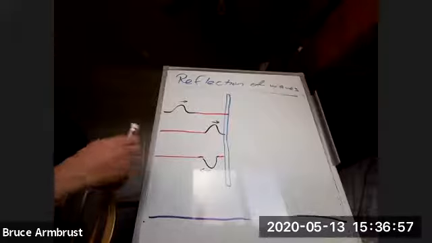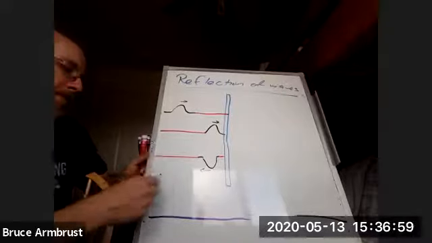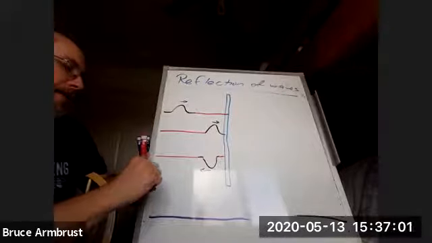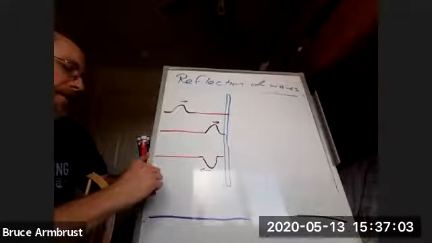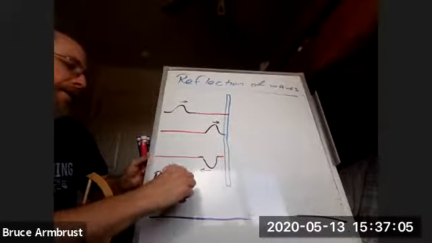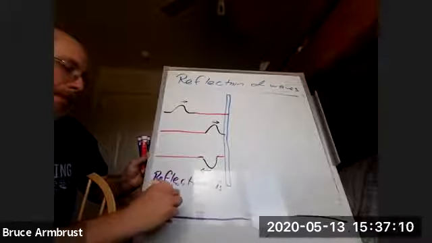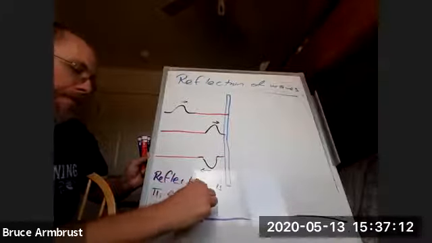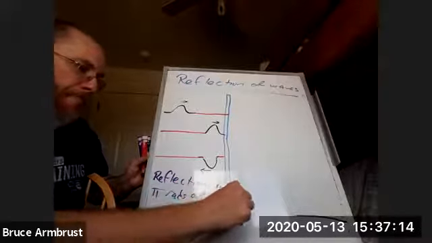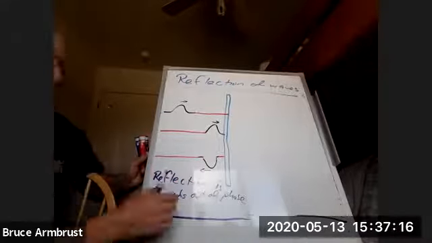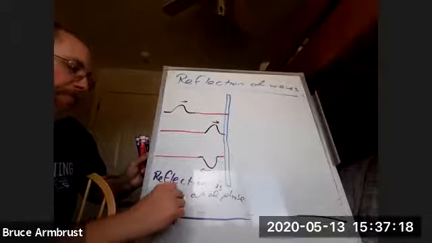All right, so this is important to remember, because this is going to be a big deal, is that when it reflects, the reflection is out of phase. So it's pi radians out of phase.